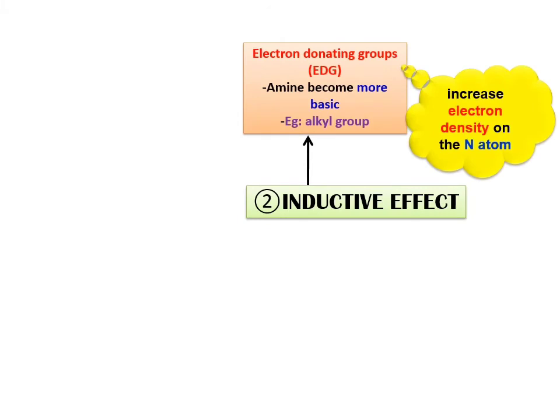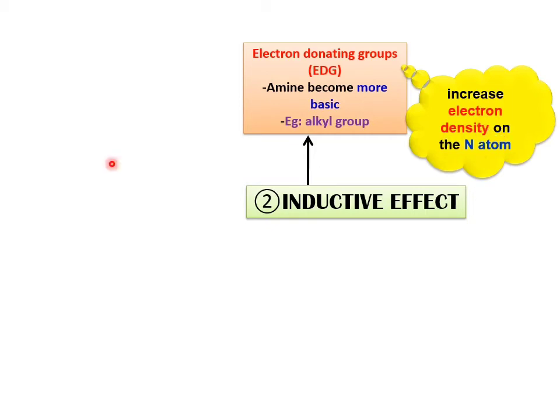Okay guys, number 2 we have inductive effect. So inductive effect, just now I said it must relate to the electron donating group and electron withdrawing group. Okay, before this, in carboxylic acid, if we have electron donating group, which is alkyl group, it will destabilize the carboxylate ion. But now, different with amine, if you have the electron donating group in amine, means if you have more alkyl group directly bond with nitrogen atom, the amine become more basic. Why? Because the electron density on nitrogen atom will increase.